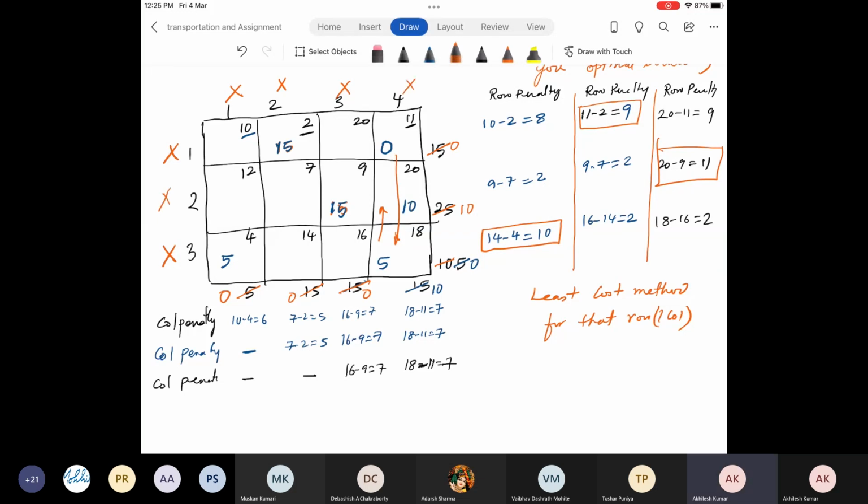Is the method clear, guys? Yes, sir. Any questions? So again, in this case also you will see Z equals to 475 because of the kind of problem it is, least cost and Vogel's approximation method are giving you the same solution.